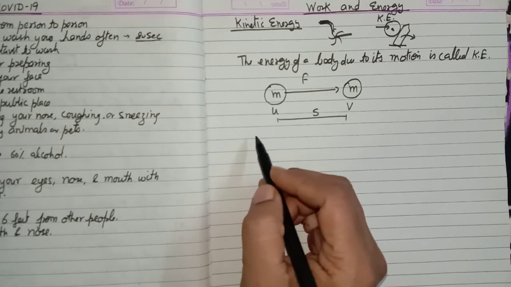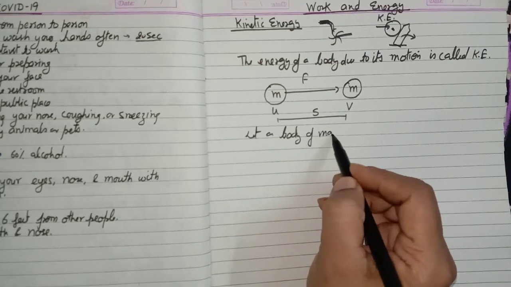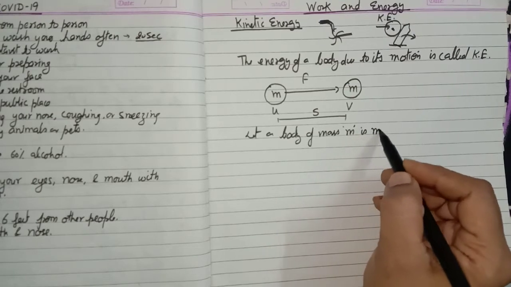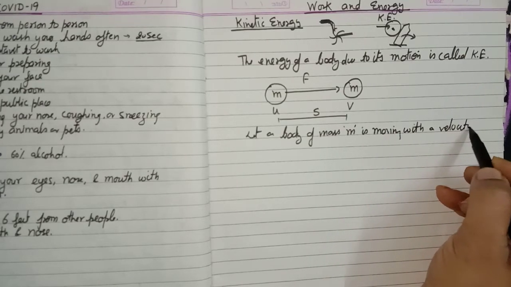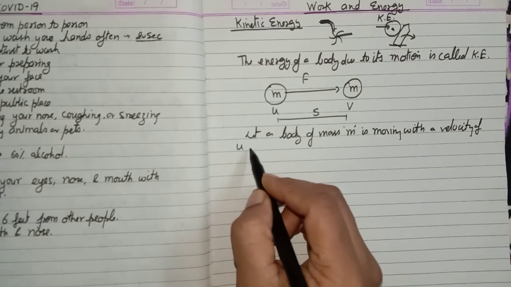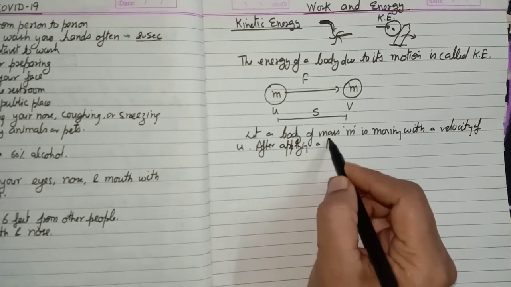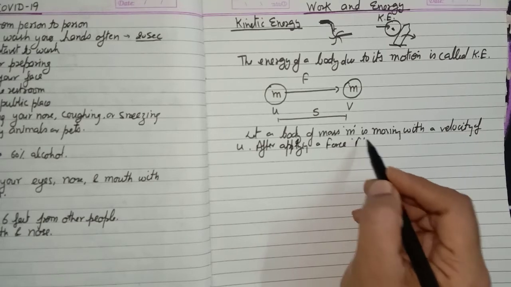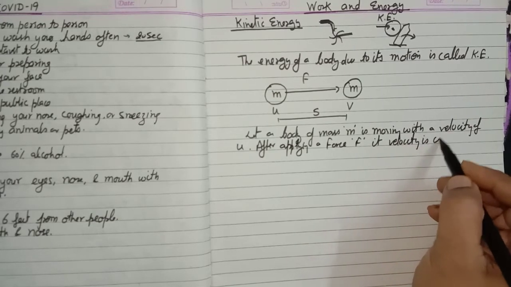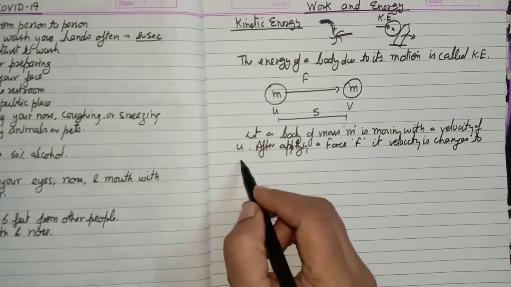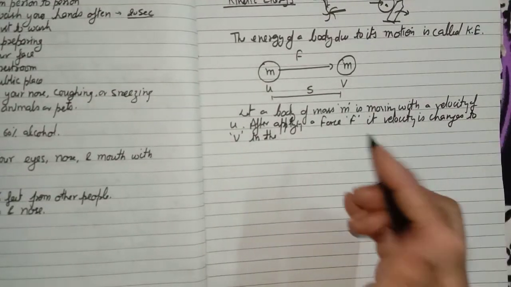For this expression, write the statement: let a body of mass m be moving with a velocity u. After applying a force F, its velocity changes to v in the direction of force. It is very important that you write "in the direction of force".